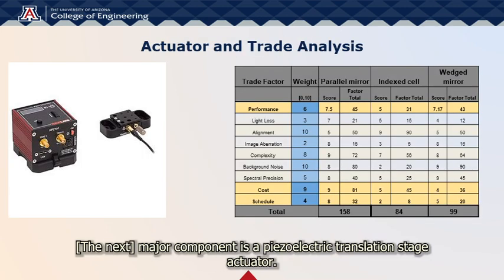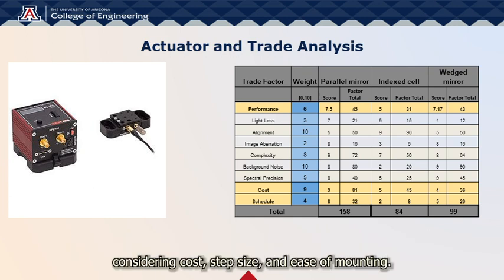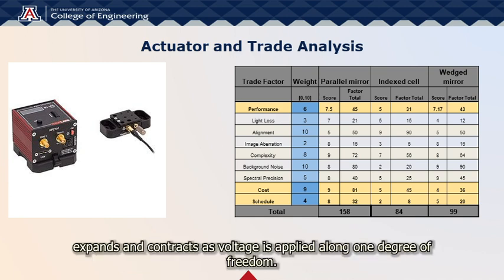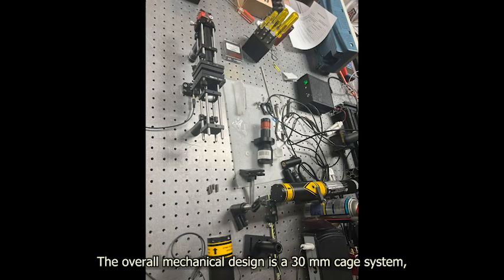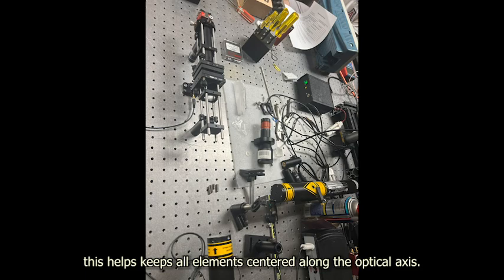The major component is the piezoelectric translation stage actuator. It was selected via trade analysis, considering the cost, step size, and ease of mounting. The piezoelectric crystal within the actuator expands and contracts as the voltage is applied along 1 degree of freedom. Our actuator has a theoretical step size of 0.76 nanometers. The overall mechanical design is a 30mm gauge system. This helps keep all elements centered along the optical axis.